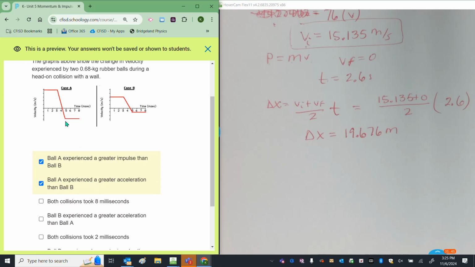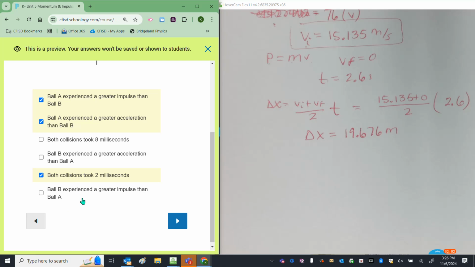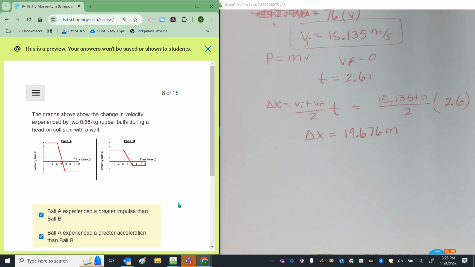No, they did not. The collisions only happen where the slope is. Again, if there is a collision, there's a force, and if there's a force, you have to have acceleration. That's only the sloped part, and that's 2 milliseconds long. It's from 3 to 5, which is this. Both collisions took 2 milliseconds, and that should be it, because this is the opposite answers. So those 3 should have been what you selected for this particular question.